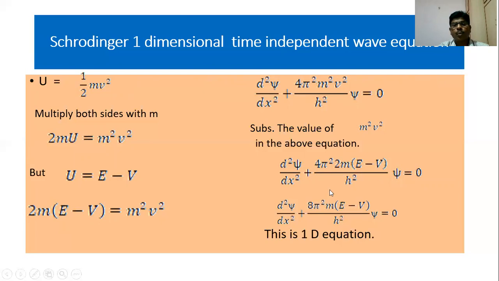Multiplying 4 into 2, what do you get? d square psi by dx square plus 8 pi square m by h square into E minus V into psi equals 0. This expression is the one-dimensional Schrodinger's equation. Okay, where we know that E is the total energy and V is the potential energy. So in different cases, we can substitute what is the potential under which the electron will move.